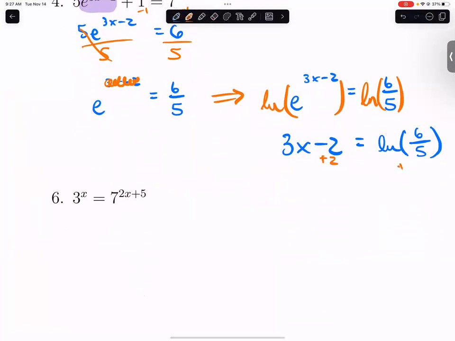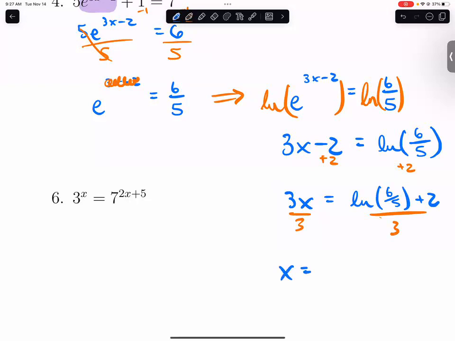Add 2. Okay. So I need to add 2. The only thing is that because the natural log term on the other side is kind of messy and doesn't clean up nicely, I just have to leave it as it is. So I just write it as the log of 6/5 plus 2, and then divide by 3. So x is the log of 6/5 plus 2, all over 3, which again is not the prettiest thing in the world.